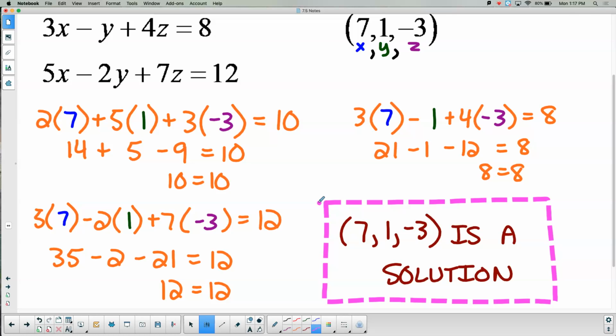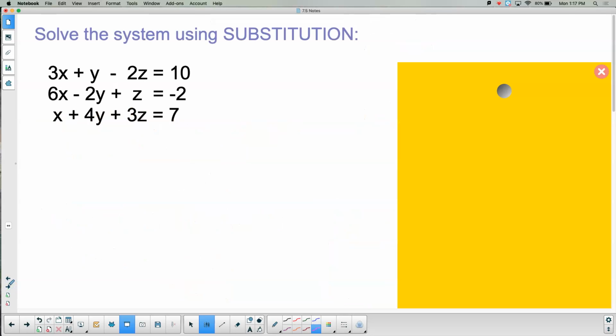Today, what I'd like to do is get into one of the methods that we use, and we're going to start with substitution. We're going to get into how to actually solve a system of 3 equations with 3 unknowns.